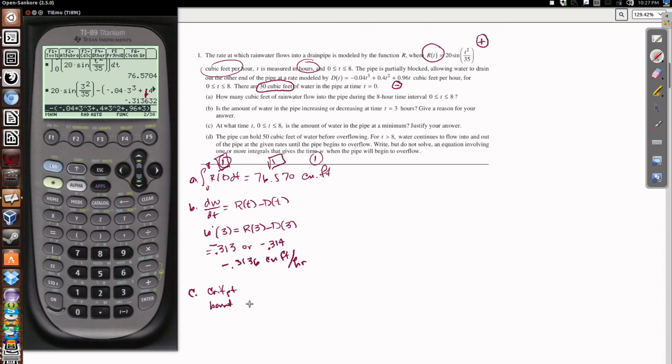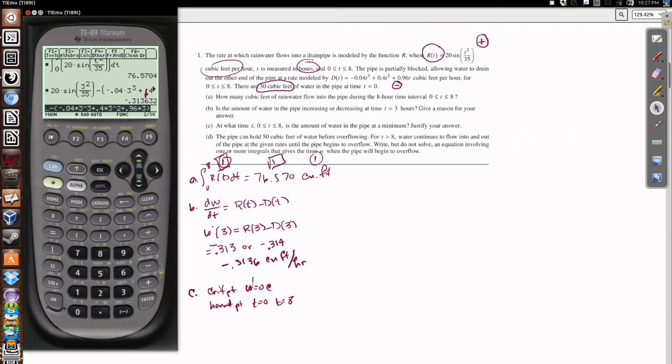So my boundary points are going to be at t equals 0 and at t equals 8. For my critical points, I want to know where w prime is equal to 0, and I need to figure out where those points are going to be. So I'm actually going to jump to my graphing part of this.